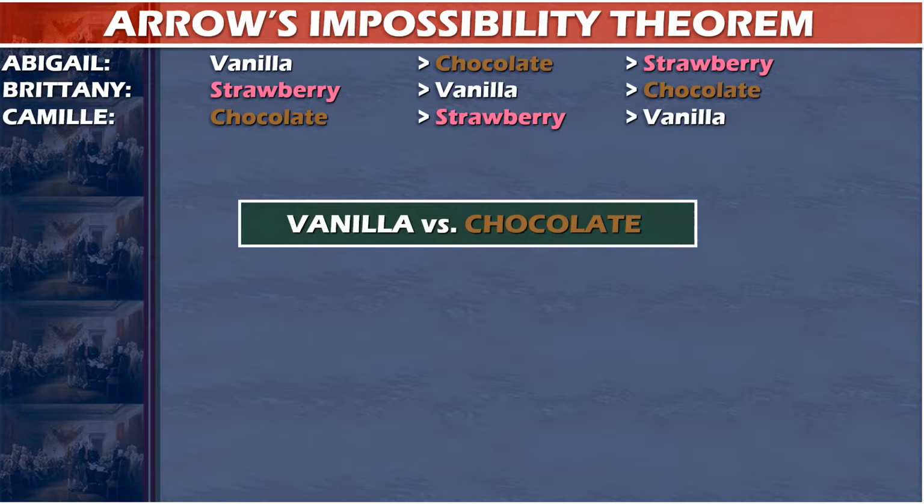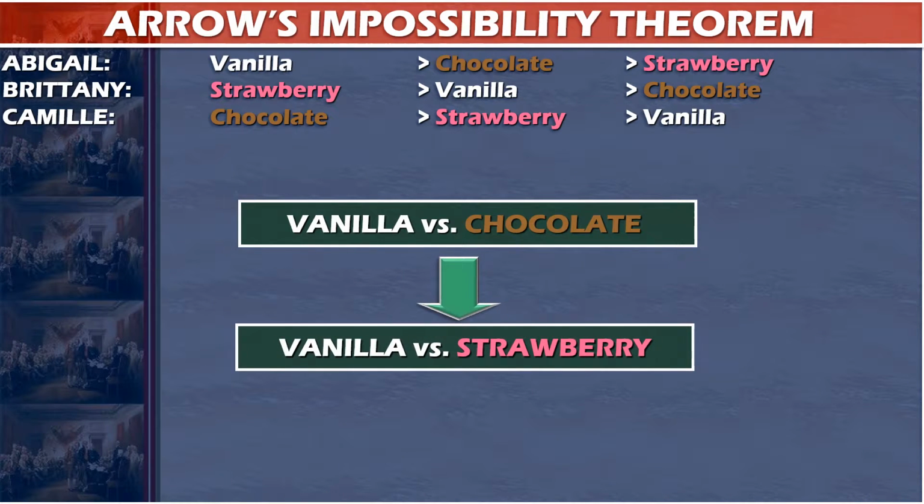Abigail would vote for vanilla because that's her first choice. Brittany would vote for vanilla because she prefers vanilla to chocolate, even though it's not her first choice. And Camille would vote for chocolate because it's her first choice. It would be 2-1. Vanilla would win, and then vanilla would go up against strawberry. And in this case, Brittany would vote for strawberry as her first choice. Camille would vote for strawberry because she prefers it to vanilla. And Abigail still voting for vanilla as her first choice, but strawberry would win.